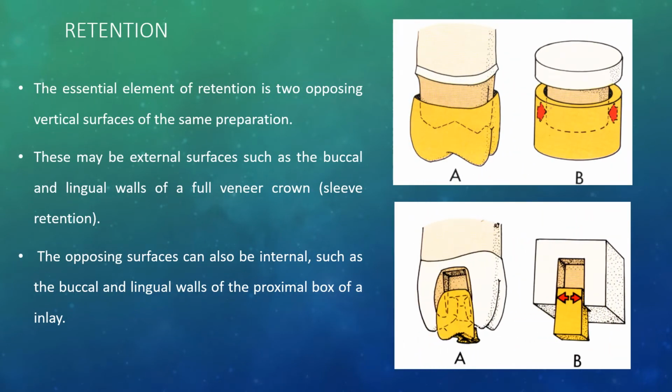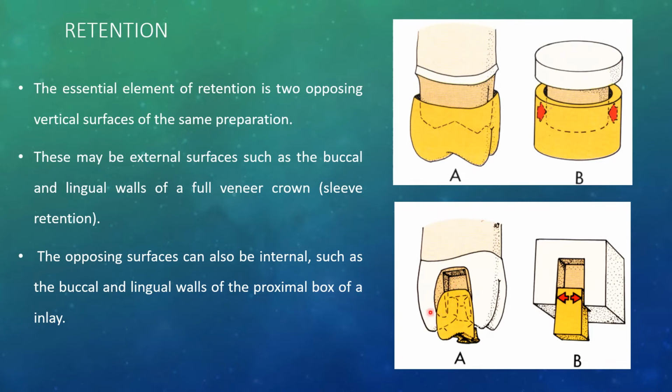Okay. So for retention, the essential element of retention is two opposing vertical surfaces of the same preparation. These may be external surfaces such as buccal or lingual walls, like in the case of a full veneer crown. The opposing surface can also be internal, such as a buccal or a lingual wall of a proximal box of an inlay. So here you can see an inlay, here you can see a crown.